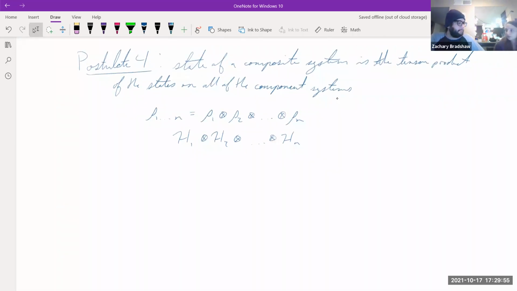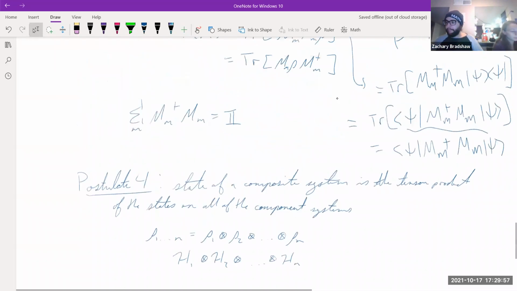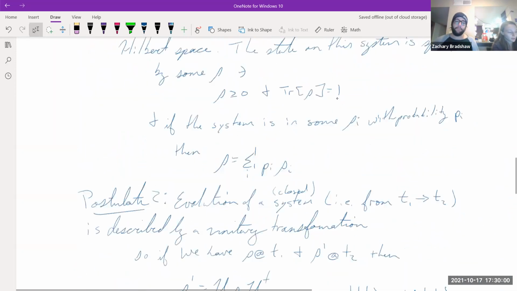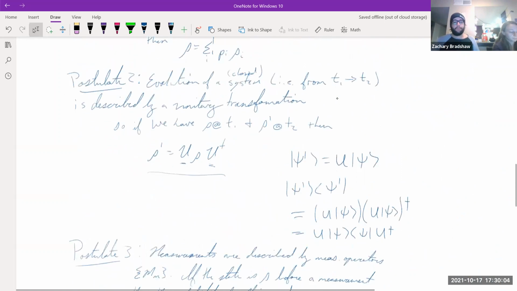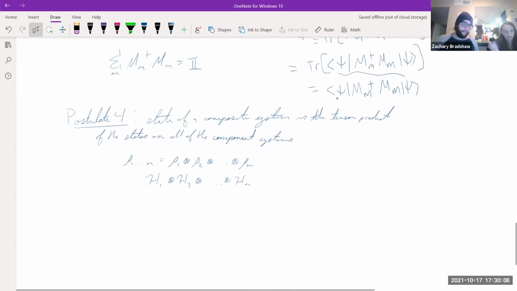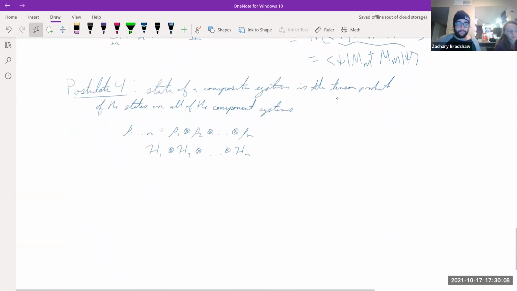Any further comments on this one? Okay, cool. So these are your 4 postulates. They're pretty much the same, except now we have a density matrix. And I think Zach did a pretty good job of arguing for why they're all equivalent. Okay. You got anything else? Nope, not for that part.